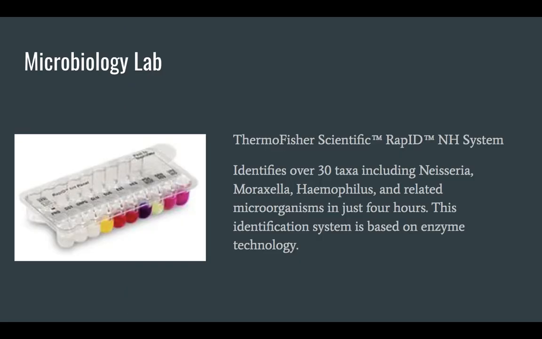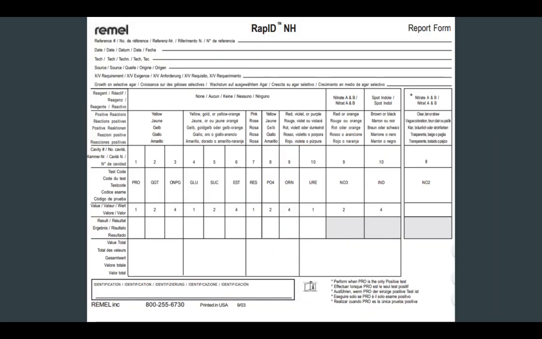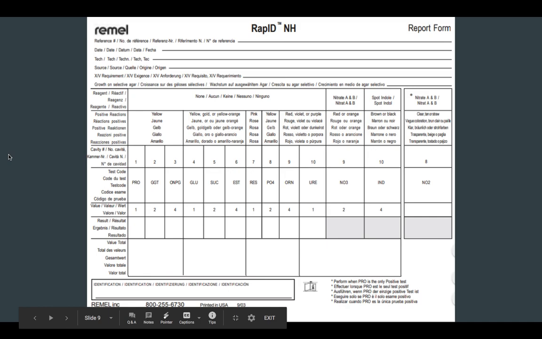And this is a rapid NH test. Thermo Fisher has a rapid test that has the capability of looking at a variety of enzymes that this particular genus and species would be able to incorporate. This technology is able to identify over 30 taxa, including Neisseria, Moraxella, Haemophilus, and related microorganisms in just 4 hours. This is how you score it, and it's just the report form, and there are different biochemicals tested here, and we want to see if a particular organism has the enzymes able to break down a variety of different biochemicals. So I won't get into the nitty-gritty of this. If you have any questions, please list them in the comments below.